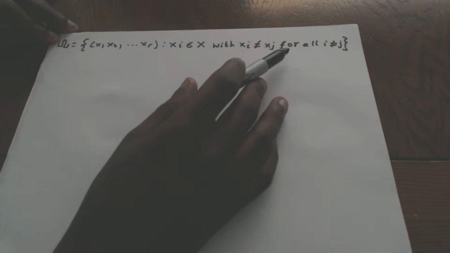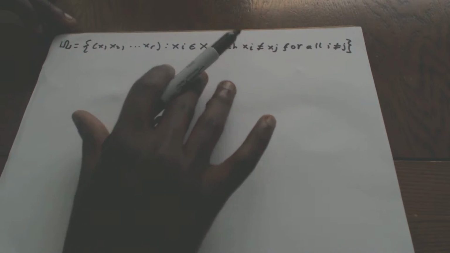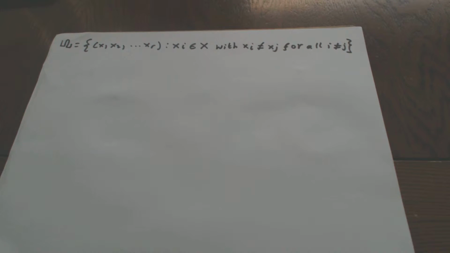with xi not equal to xj for all i not equal to j. So you've still got the same thing: xi not equal to xj for all i not equal to j. That's obvious because, like I said, every element can't be equal to each other.